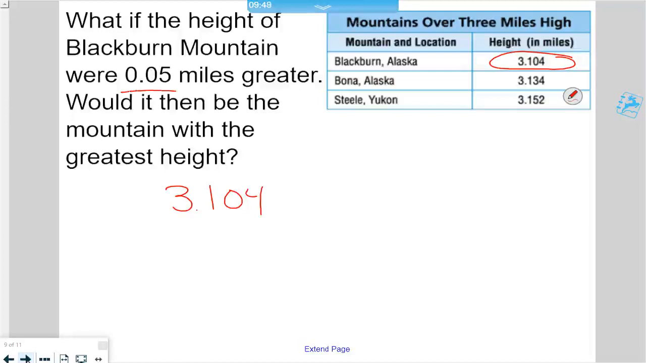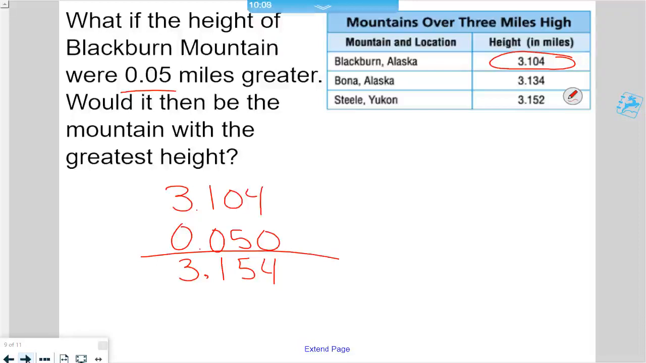It's asking us to add 0.05. And I'm going to add a 0 because it just makes it easier. 4 plus 0 is 4. 0 plus 5 is 5. 1 plus 0 is 1. 3 plus 0 is 3. Make sure my decimal point stays in the same place.